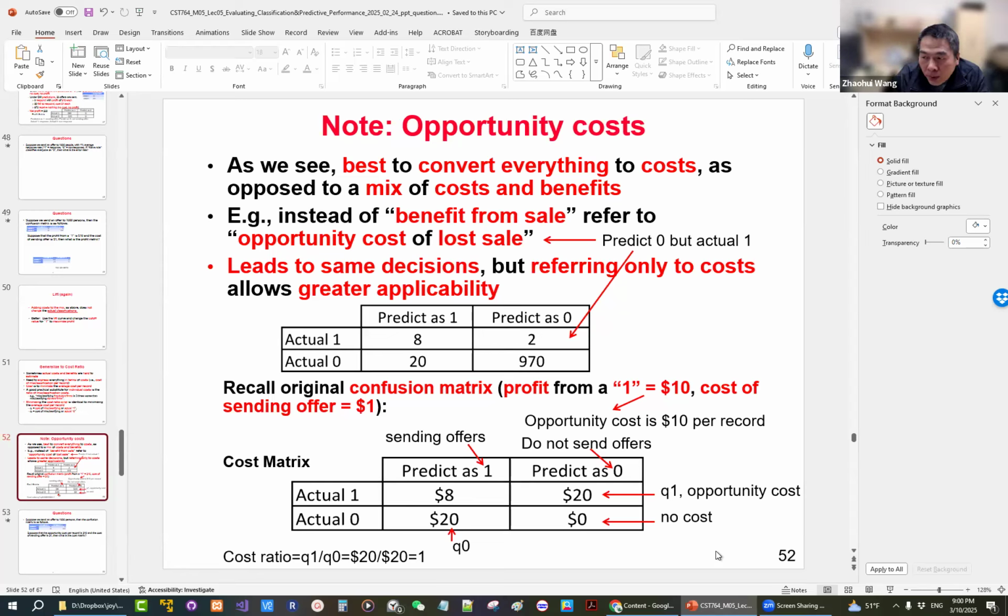Do you have any questions? So this is the opportunity cost for the case where we didn't send out the offer, but they would provide the response. This will be the opportunity cost.